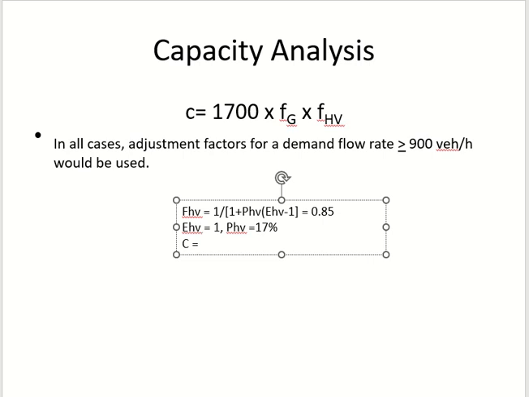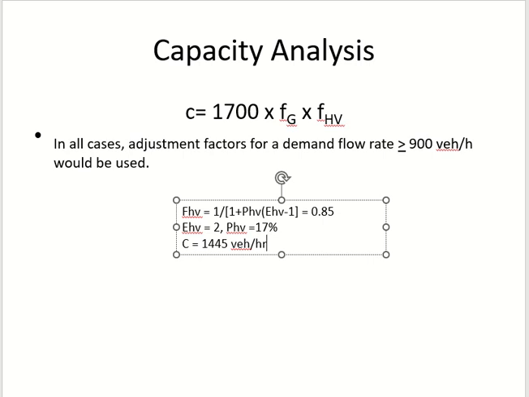So now capacity is 1700 times Fg times FHV. I wrote what? 1. You took 2 or 1? I'm asking 2 or 1. How much is capacity? It will not be 1. 1445. This is vehicles per hour. Flow rate, maximum flow rate for this highway in vehicles per hour.